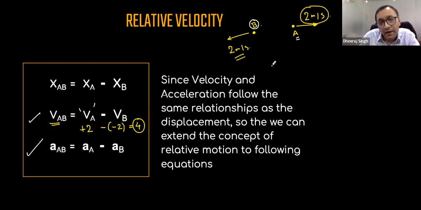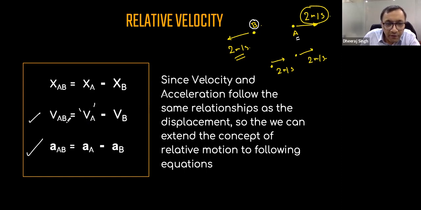All right. But if B also goes the same way as A is moving, both in the same direction, both are positive. So 2 minus 2 should give you 0. Now, do all of you understand why we are subtracting the two velocities to get velocity of A relative to B? Or should I simplify it more? Should I simplify it even more so that all of us are able to understand?